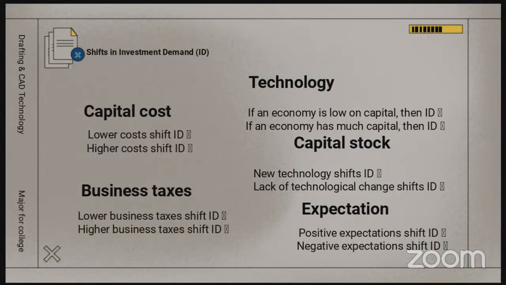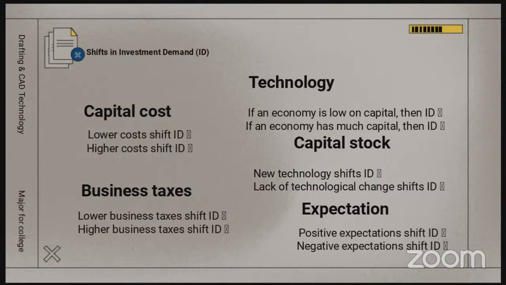So for example, if we think about a new robot coming out, and if it helps you to make more money, then odds are that you will go get that robot and put it into your production line. So if an economy is low in capital, then ID increases, and when an economy has much capital, then ID decreases.